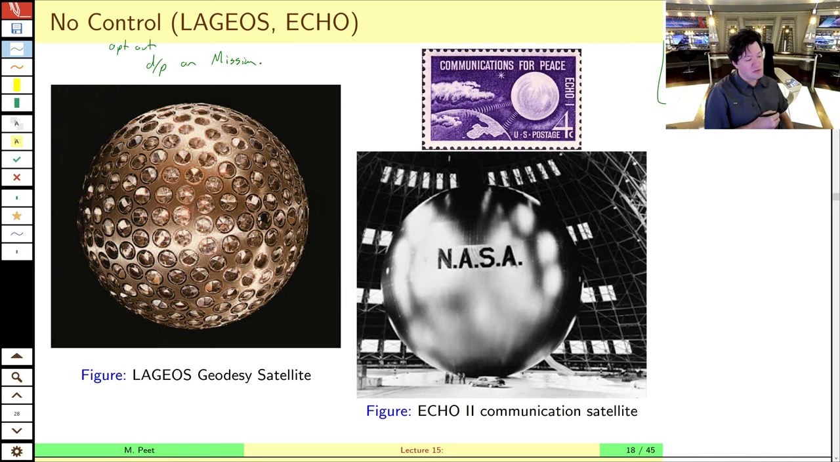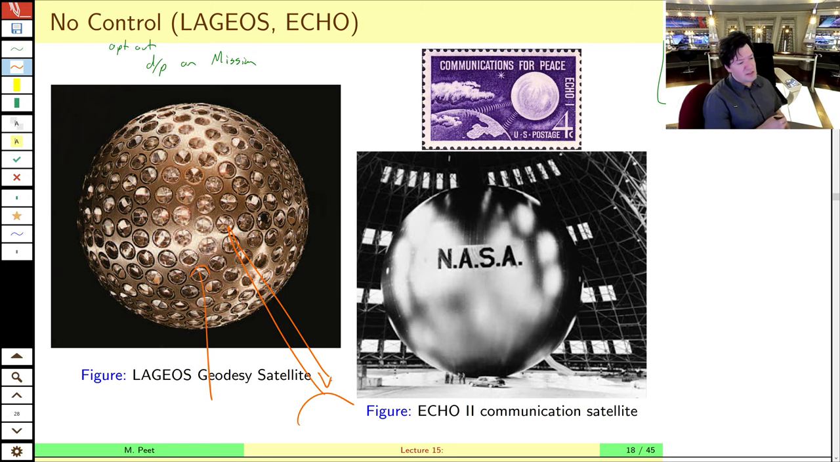So the most well-known example, one you've already seen, is LAGEOS. Remember LAGEOS? That was the disco ball. Basically, it's a bunch of mirrors, and you're on the Earth, and you shine a laser at the disco ball, and it shines it directly back at you. So no specific orientation of this. As long as you hit one of those little disco ball lights, no orientation of the spacecraft is required. It could be spinning even, if you like.